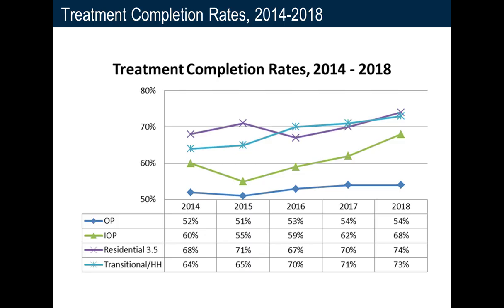Before we go into more detail, I wanted to show you an example of how an outcome has improved over time for several different treatment modalities. This line graph shows treatment completion rates for outpatient, intensive outpatient, high-intensity residential, and transitional halfway house levels of care. As you can see, in each case, treatment completion rates have increased over the past 5 years, and we believe that there are two main reasons for this.